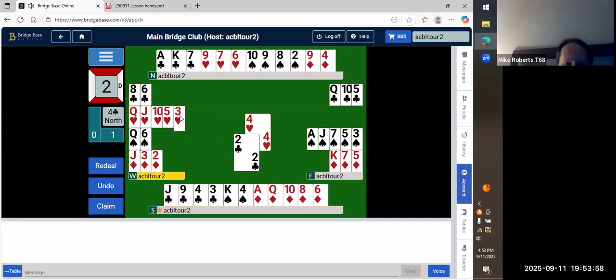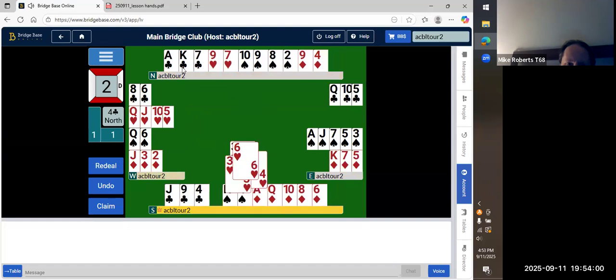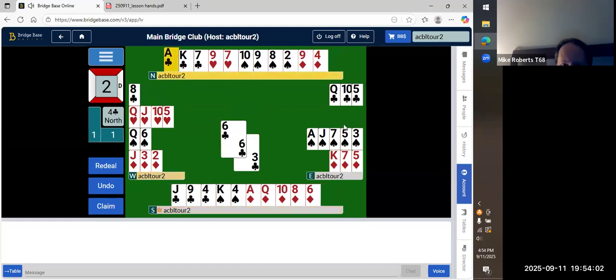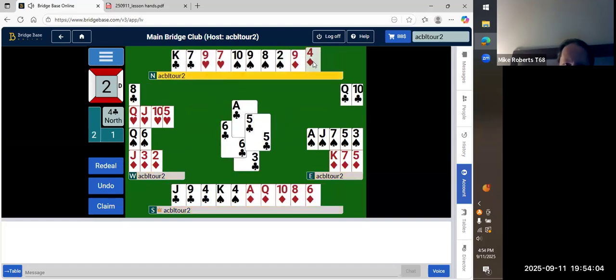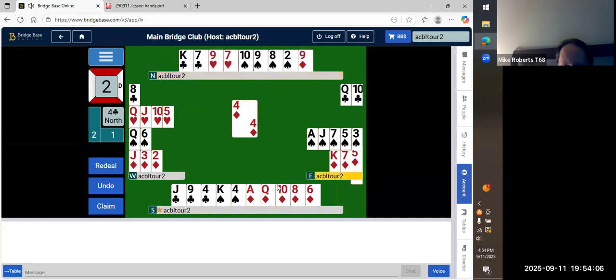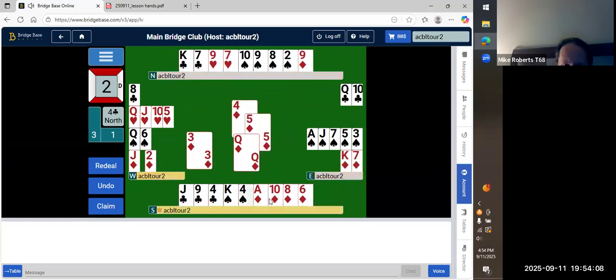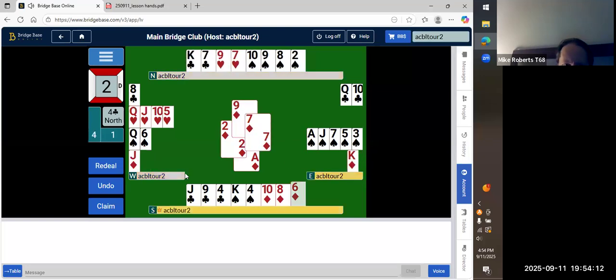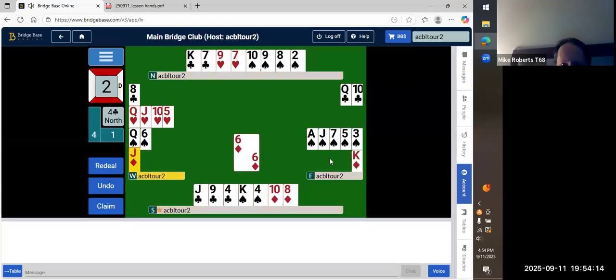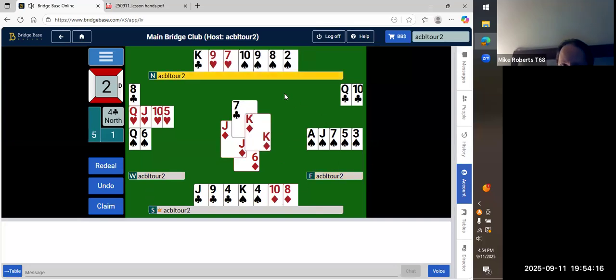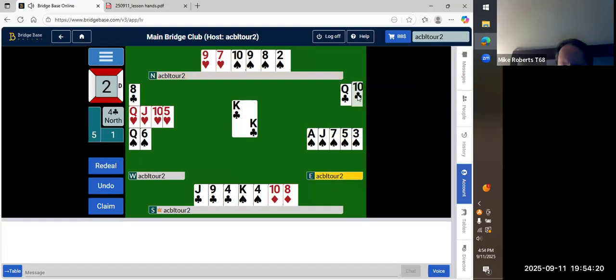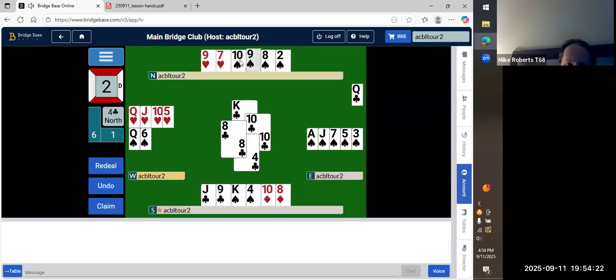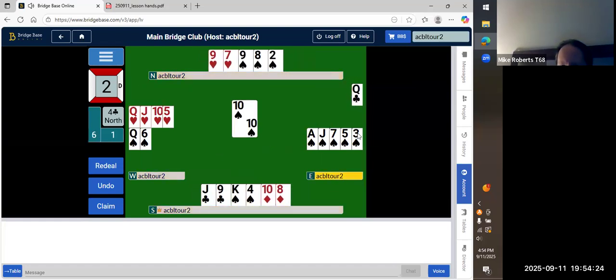You have to ruff the heart, use one entry to play a diamond to the queen. Ruff a diamond. That sets up the suit. Great. And now you can actually afford the king of clubs here. And then we play a spade towards the king.